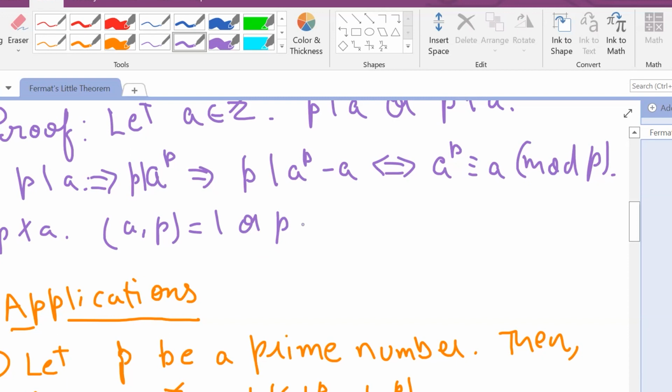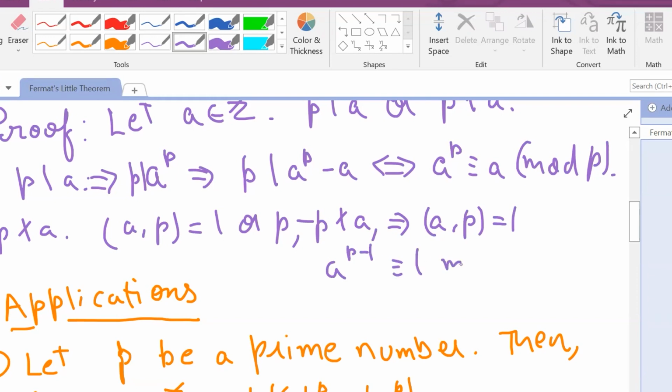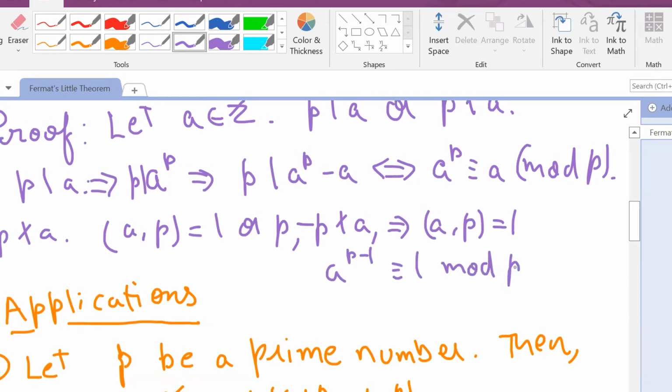Therefore, it must be 1, which essentially tells us that we can apply our most prized possession, that is Fermat's little theorem. Now, by Fermat's little theorem, we have that A to the P minus 1 is congruent to 1 mod P. Wonderful. Now multiply A on both sides and we have our answer.